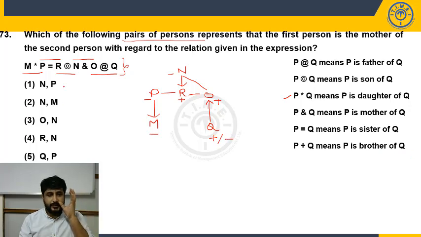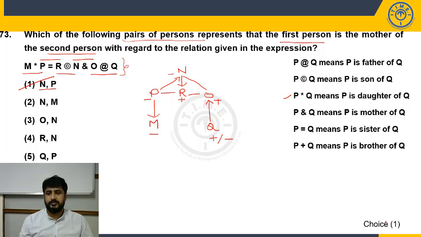Now let's check it. What is the question given? First person is the mother of second person. N is the mother of P? Yes. First option. N is the mother of P. Since P, R, O are siblings, N is the mother of O, so N will be also mother of P. Choice 4.